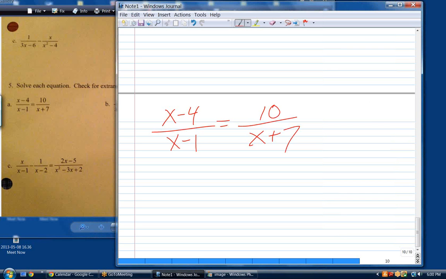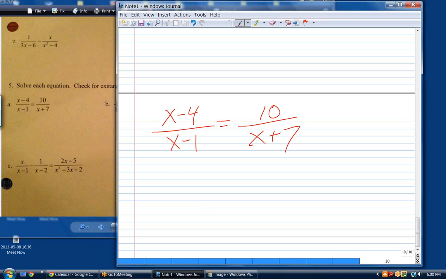You've got to get a common denominator. Well, not really. We want to get rid of the denominator, so let's cross multiply. That'll get rid of the denominators in one step. Okay, that makes sense.